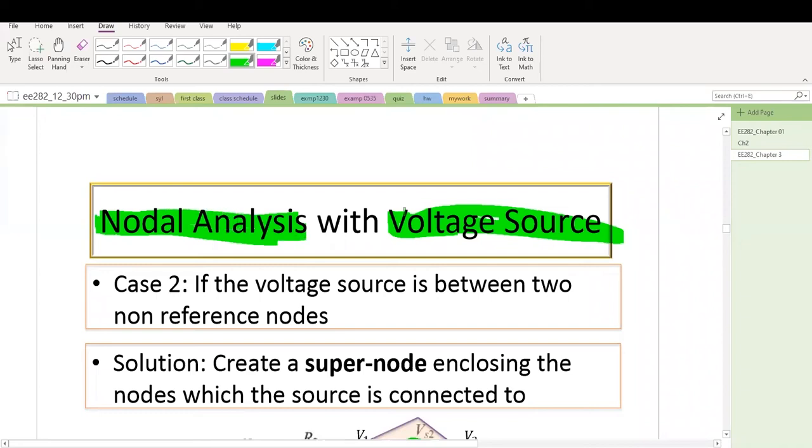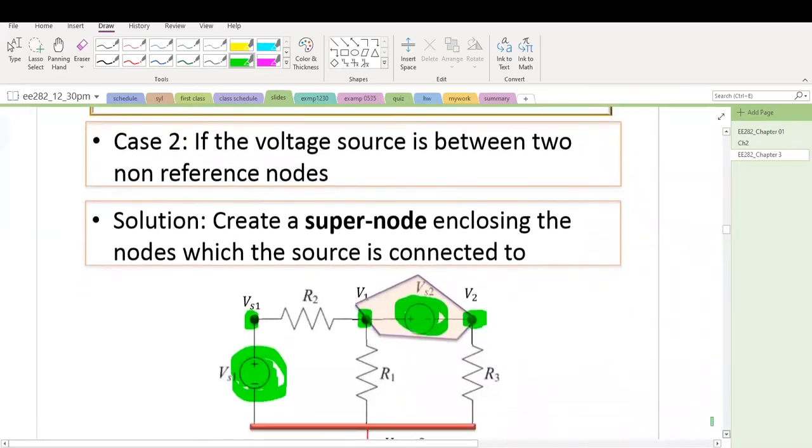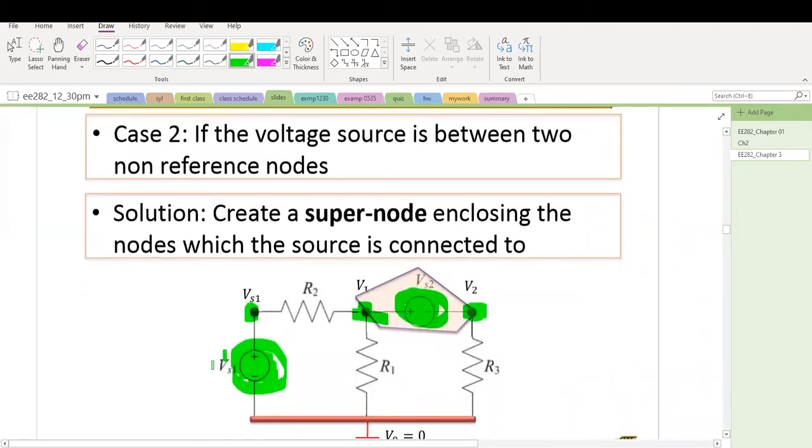Nodal analysis with voltage source, which means the circuit involves a voltage source. For example, here there are two voltage sources. This voltage source is between a node and the reference node, and this voltage source is between two nodes.